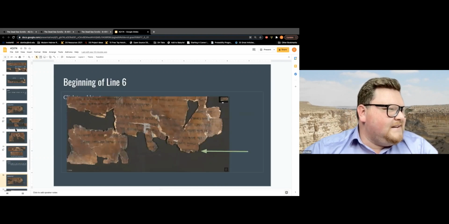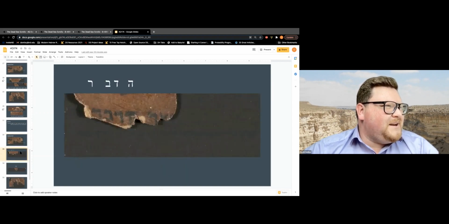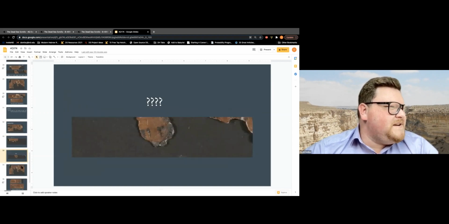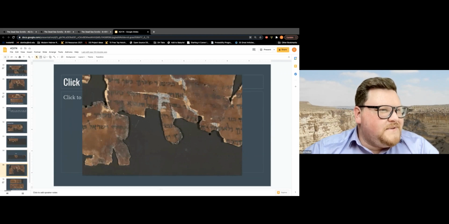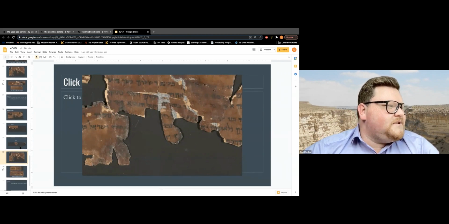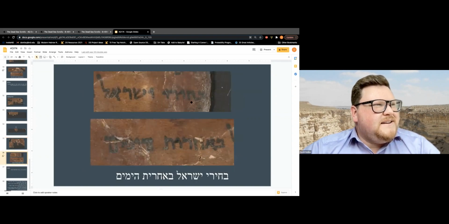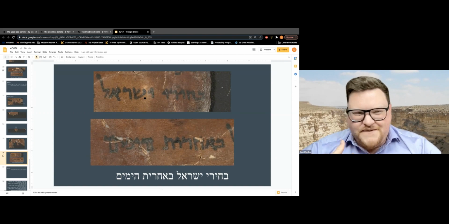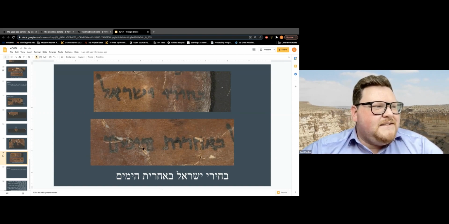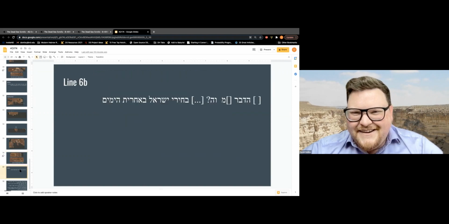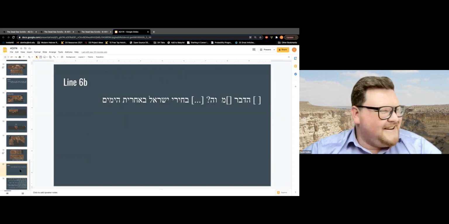And unfortunately, the last line is pretty broken up, and we can only make out a couple of words here and there because of how destroyed the text is. But we do get this last part where the community talks about itself as the Bachirei Yisrael. So they are the chosen ones of Israel. Ba'acharit hayamim. That's how they end the text. That's how the scroll ends.